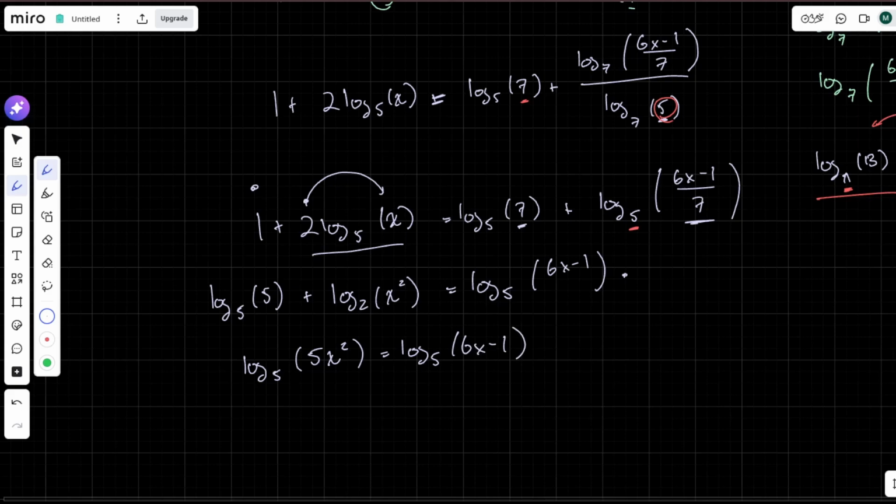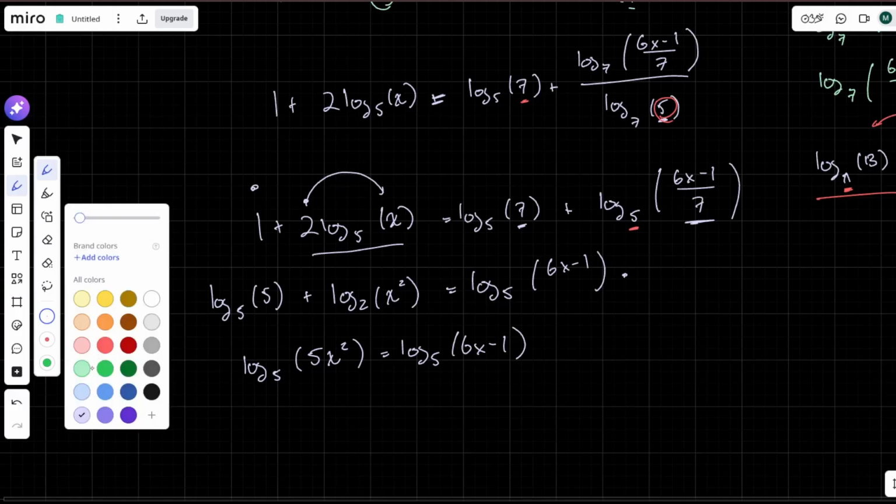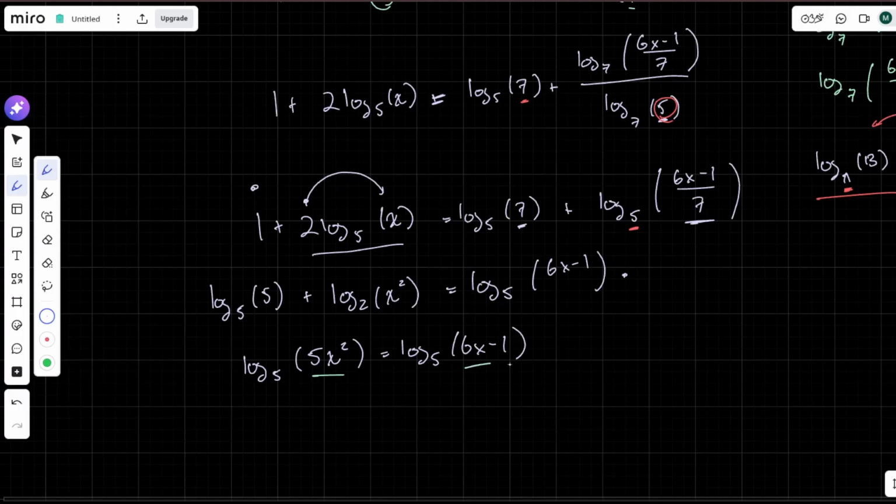Now, why is this so important? We're now in that sort of perfect position: the log of whatever equals the log of whatever. Since the structure here is identical, log base 5 on both sides and then just the brackets, what do I know for certain? I know these have to be the same. I know 5x squared must be the same as 6x minus 1. And we're finally free of all of the logarithms, and we just have this problem to solve.